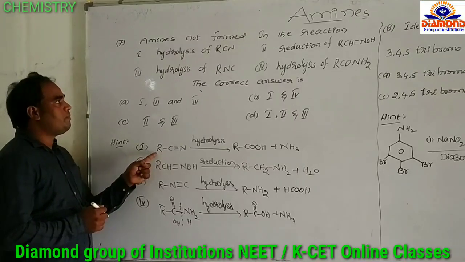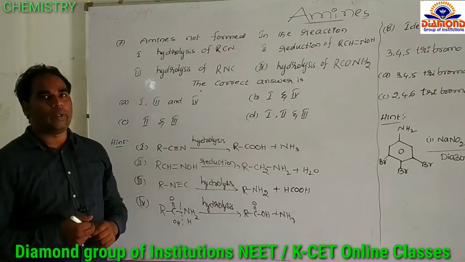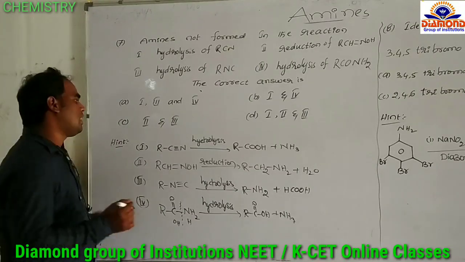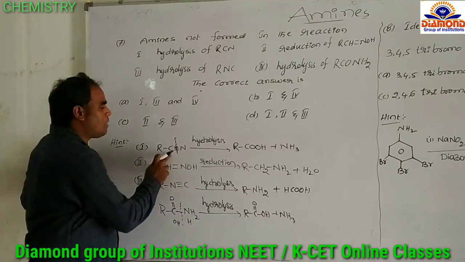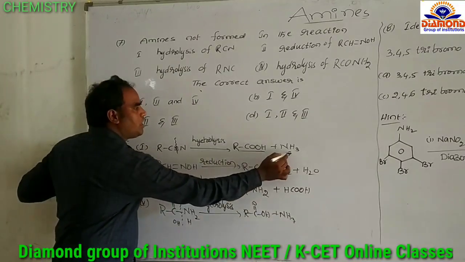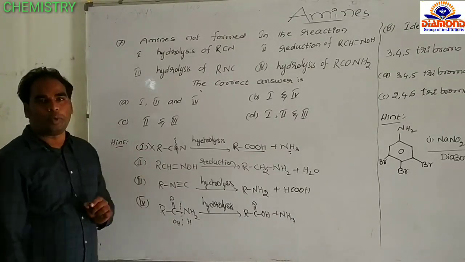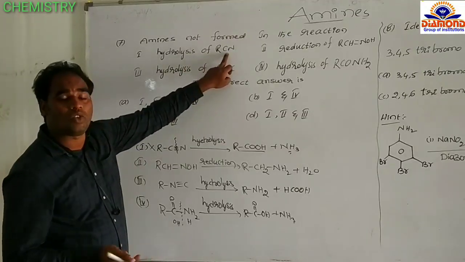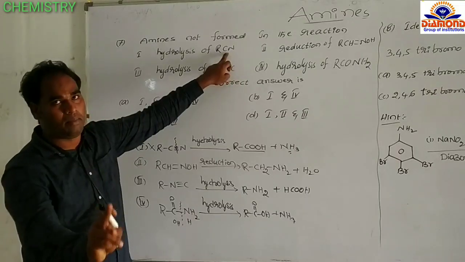First one, hydrolysis of alkyl cyanide. I already told you, if a cyanide undergoes hydrolysis, it forms carboxylic acid. The triple bond breaks and the carbon is converted into carboxylic acid, and the nitrogen is converted into ammonia. Therefore, the first method is not used for preparation of amines. Hydrolysis of alkyl cyanide gives carboxylic acids and ammonia only, but not amine.